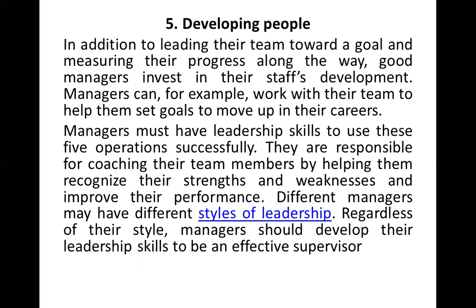Managers must have leadership skills to use those 5 operations successfully. They are responsible for coaching their team members by helping them recognize their strengths and weaknesses and improve their performance. Different managers may have different styles of leadership. Regardless of their style, managers should develop their leadership skills to be an effective supervisor.